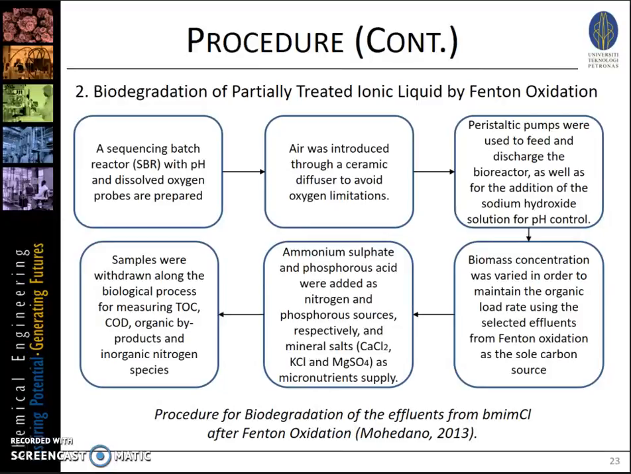oxygen probes prepared, and air was introduced to avoid oxygen limitation, and a peristaltic pump was used to feed and discharge the bioreactor, as well as for the addition of sodium hydroxide for pH control. Biomass concentration was varied in order to maintain the organic load, using the selected effluent from Fenton oxidation as the sole carbon source. Ammonium sulfate and phosphoric acid were added as nitrogen and phosphorus sources, respectively, with mineral salts as micronutrient supply. Samples were withdrawn along the biological process for measuring TOC, COD, organic byproducts, and inorganic nitrogen species.